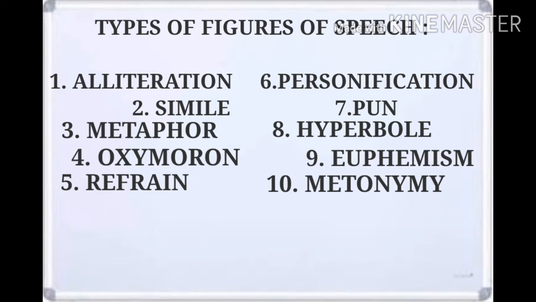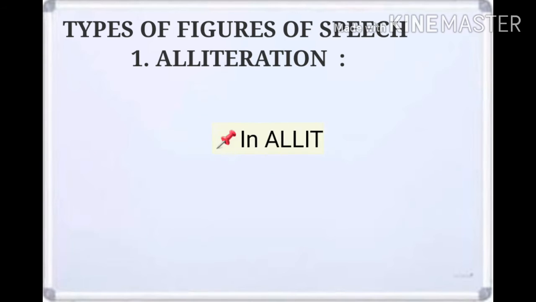So let's begin with the types of figures of speech. First is alliteration, second simile, metaphor, oxymoron, refrain, personification, pun, hyperbole, euphemism, and metonymy. In this video, I will focus on a few important types of figures of speech, but remember the types are nearly endless. So in part 1, I will teach the first 5 and in part 2 the next 5. Let's begin with the first type, which is alliteration.